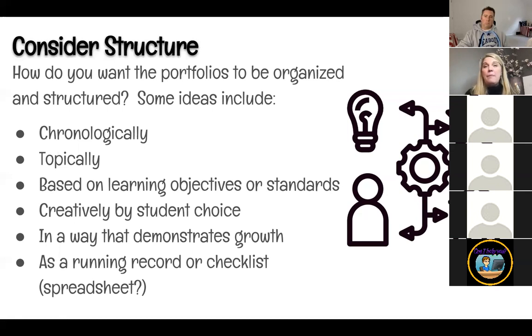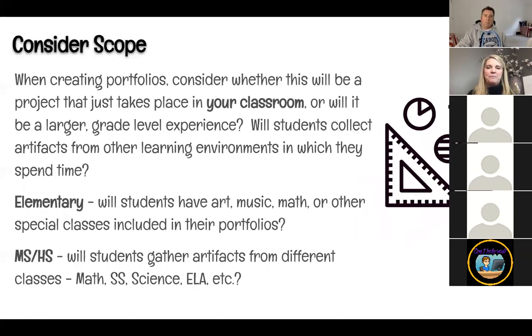Maybe you want to set it up in a way that shows growth. So maybe chronologically makes sense for that. I've seen some teachers create a running record, with all of the different skills that need to be mastered, and then it's like a checklist as well. So there are endless opportunities for differences here. And really, ultimately, there's no wrong way to do it. You just need to decide. Deciding ahead of time a lot of times helps, even if you decide to let them decide, having this kind of structure in place is good.